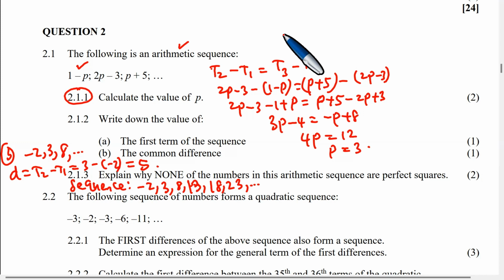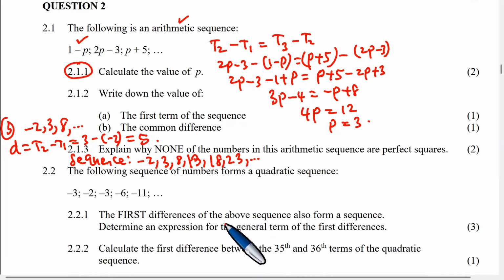Okay. Once again, we can see that all the terms except T1 end in either a 3 or an 8, this one ends in a 3, this one ends in an 8. Let's write that one down.